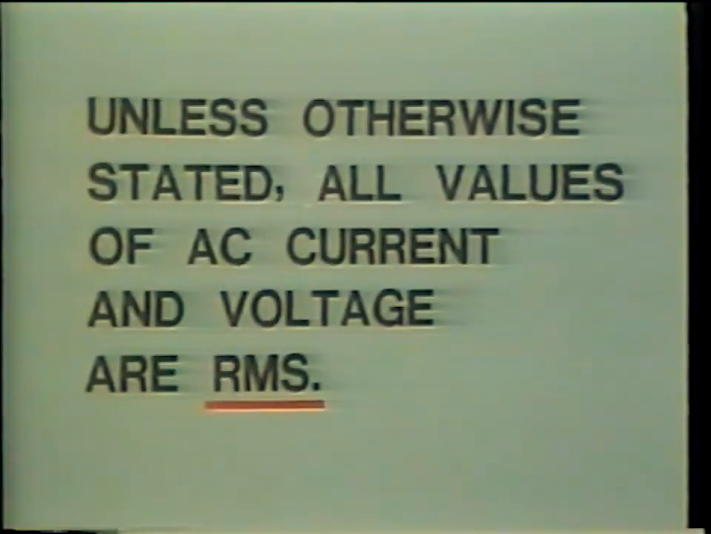Okay, unless otherwise specified, AC current and voltage are always given in RMS quantities. For most practical work, the RMS values are really more useful than instantaneous or maximum values. Most common types of measuring instruments are calibrated to read RMS values. Again, all values of AC current and voltage are specified in RMS unless otherwise stated.